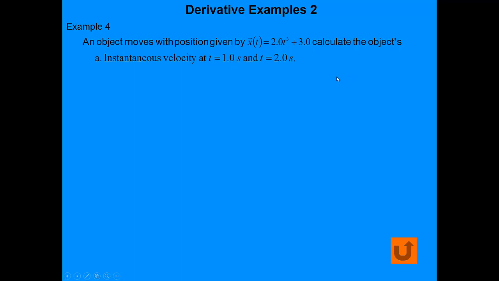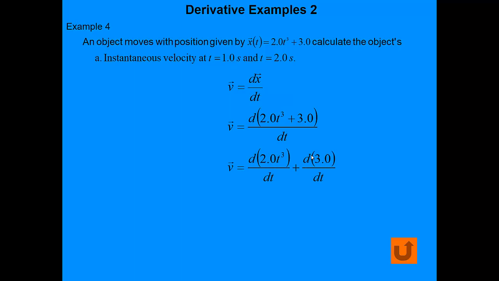So I want to know several things. First off, I want to know the instantaneous velocity at 1 second and 2 seconds. Well, last year this would have been a little tough. But with the calculus, we know that the instantaneous velocity is simply the derivative of the position function with respect to time, which means it's the derivative of 2t cubed plus 3.